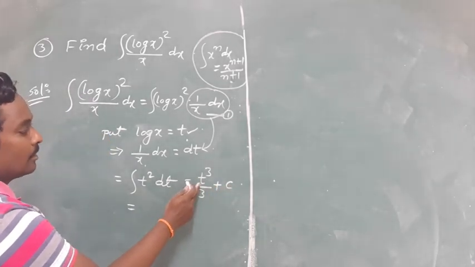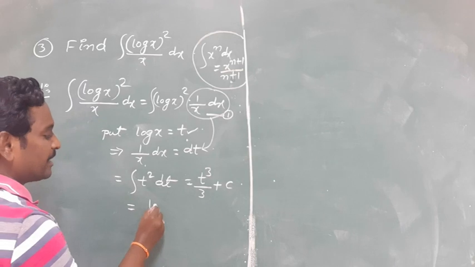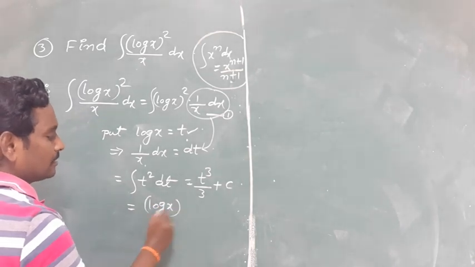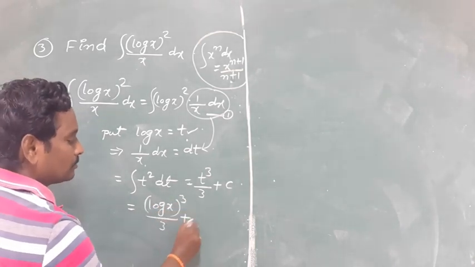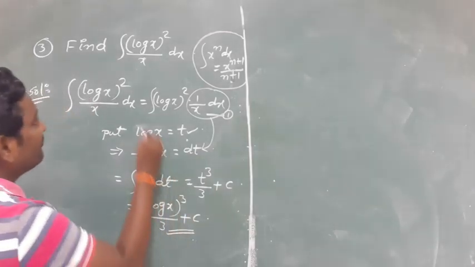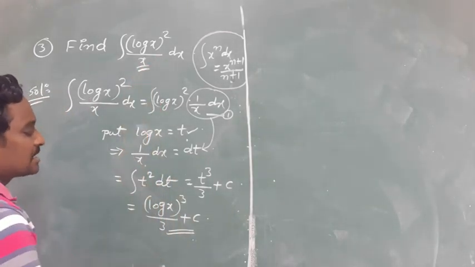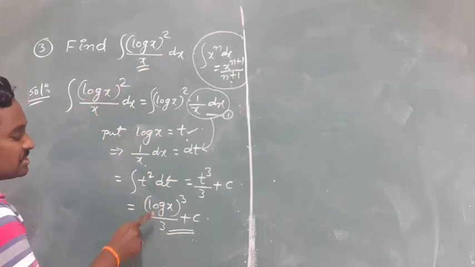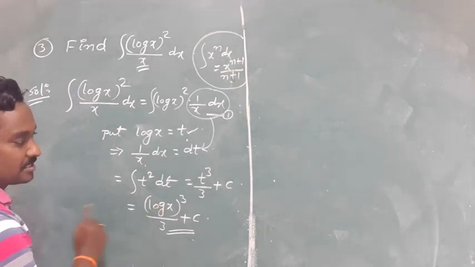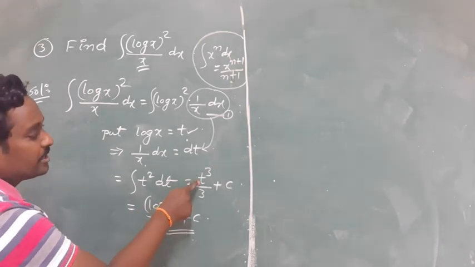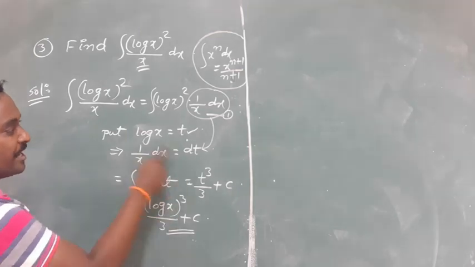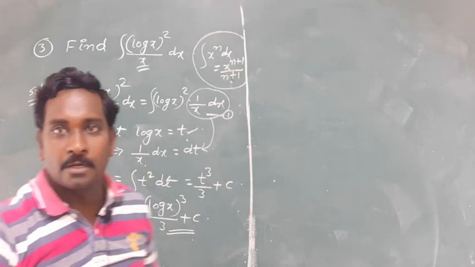What is t? Again replace it by log x whole cube by 3. Okay, don't forget one thing, the given problem is in the variable x, that's why the answer of this integration is also in terms of x. That's why in the end you should replace t by log x, don't forget it. Okay. Next problem.